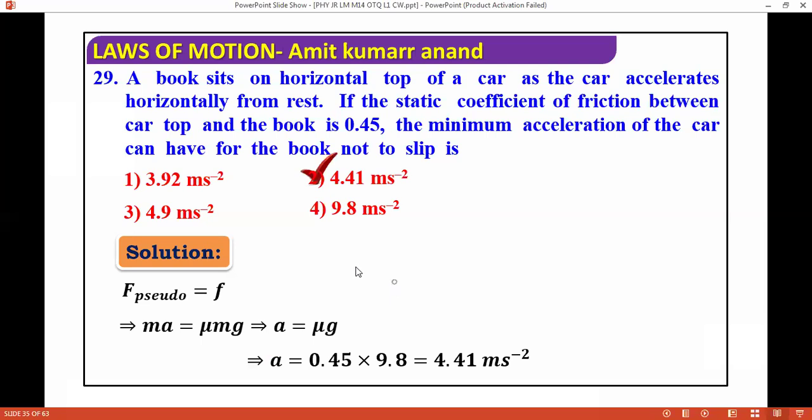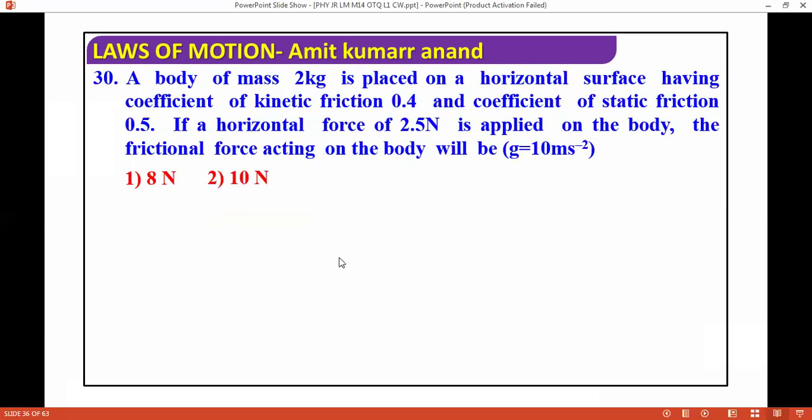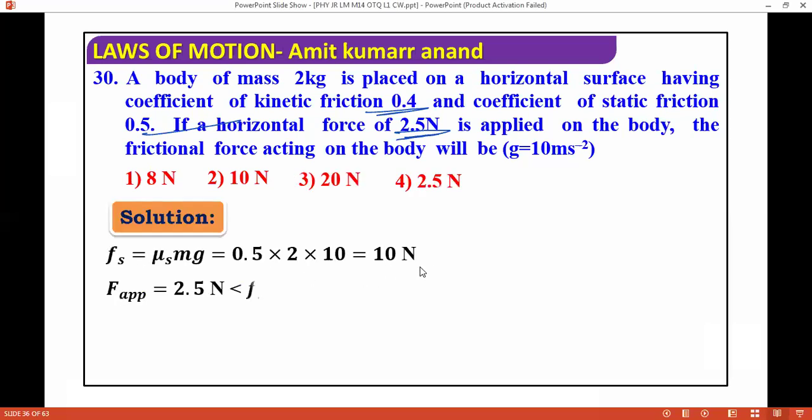Next question. A body is placed on a horizontal surface with given kinetic and static friction coefficients. If a horizontal force of 5 Newton is applied on the body, what is the friction force acting on the body? Again, same concept as I said: find out the static friction and kinetic friction. So the static friction comes to 10 Newton. The applied force is less than 10 Newton, so the friction force will be equal to the applied force.